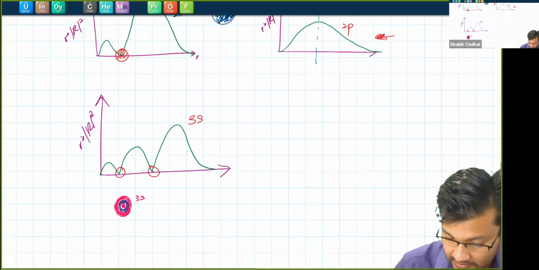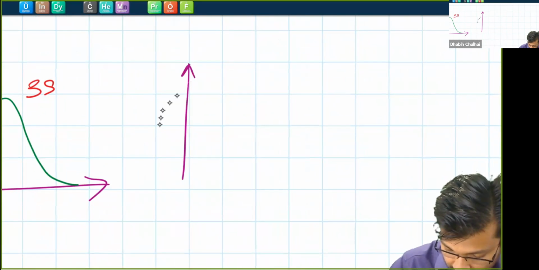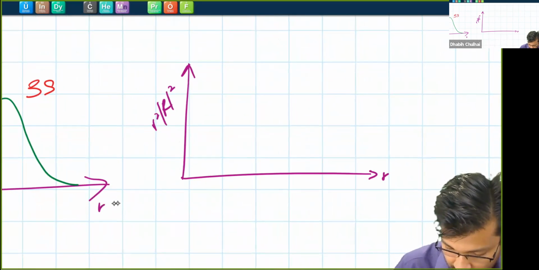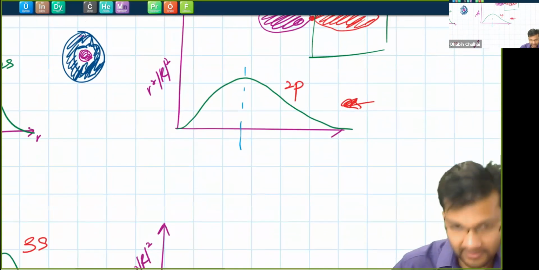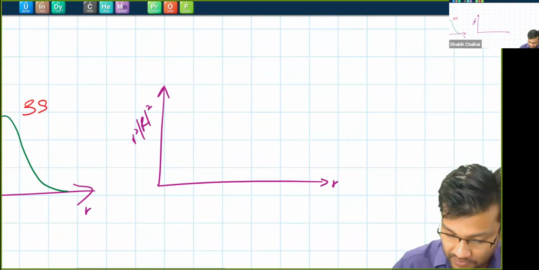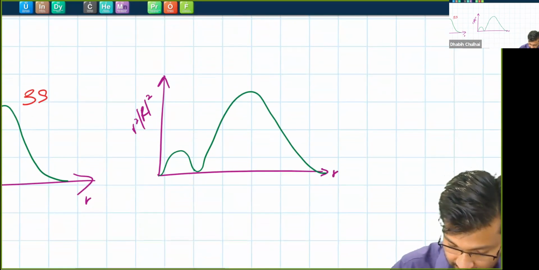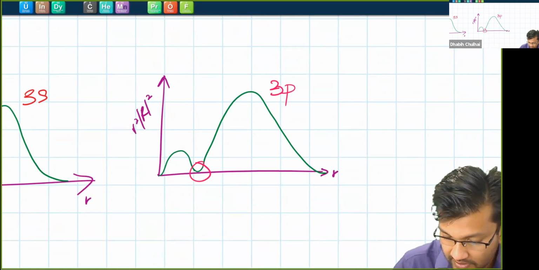Those are 3s orbitals. The 3p orbitals, similar idea. If this is the radial distribution function, this is r. It's kind of like the 2p orbital, except you add a node. Every time you go up, you add one more node. So it'll look kind of like this, kind of like the 2s orbital, in fact. There's a node right there. This is the 3p orbital.